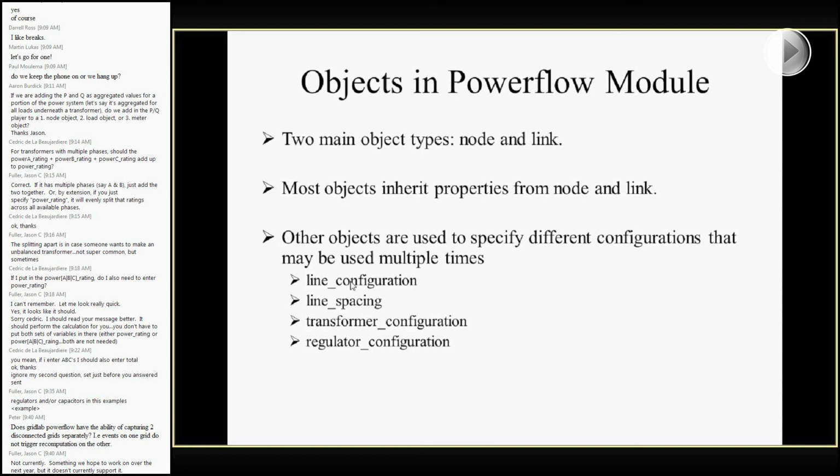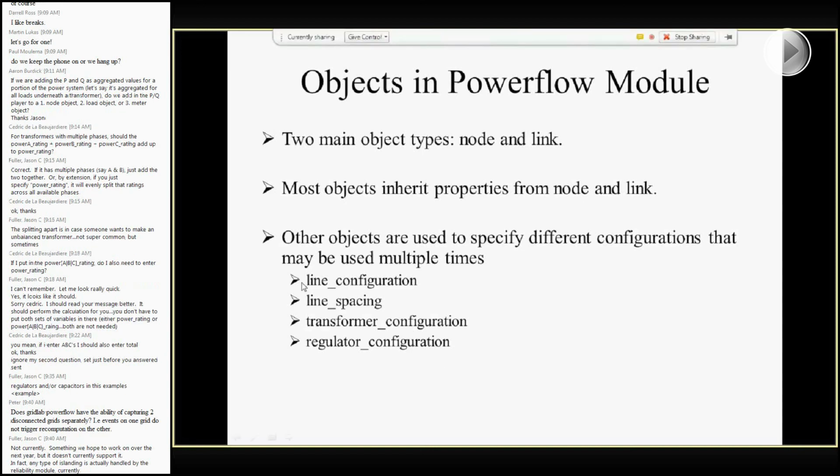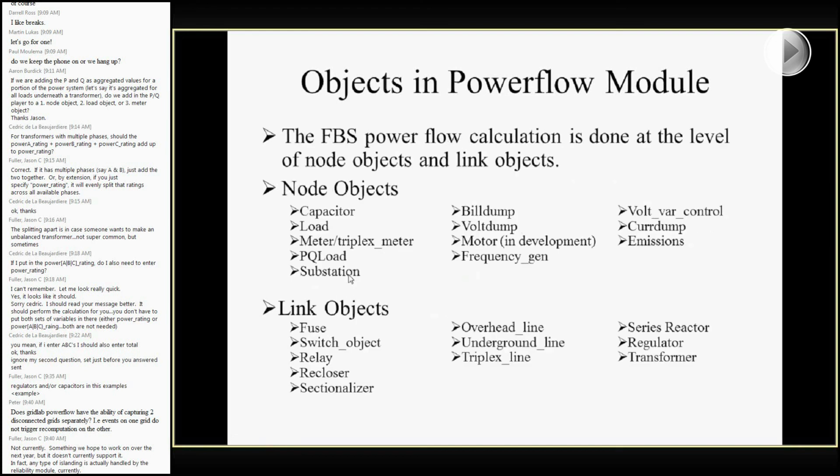So the best way you could think about something like these line configuration, line spacing objects is you could have like an object motor inside GridLAB-D, and then this would be like the nameplate information that goes into the motor. So it's still needed to actually make the object and make it solve properly, but it's not explicitly part of the Powerflow solver itself. So the forward-backward sweep calculation is done at the node objects and link objects. The node objects are obviously updating their voltage, and then the link objects are accumulating the current injections.